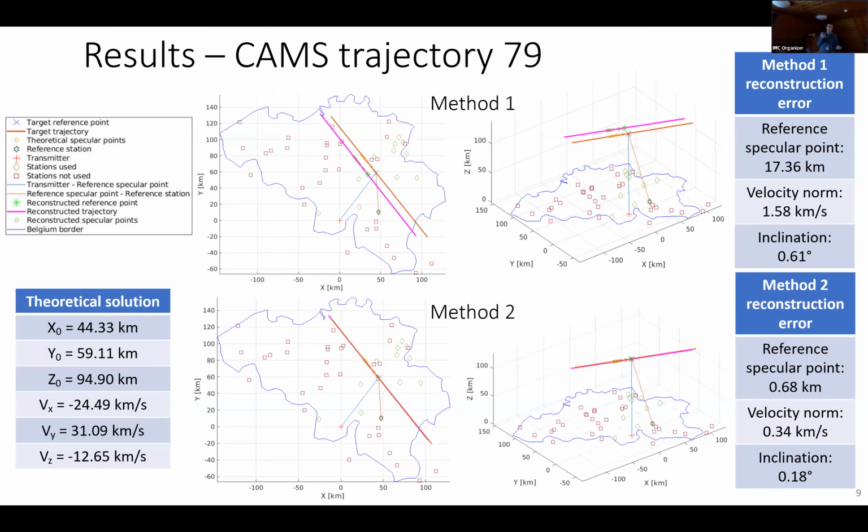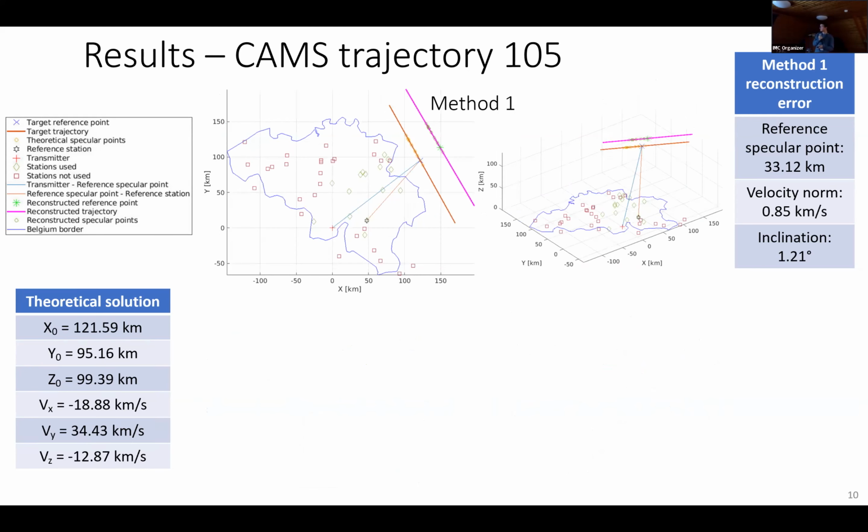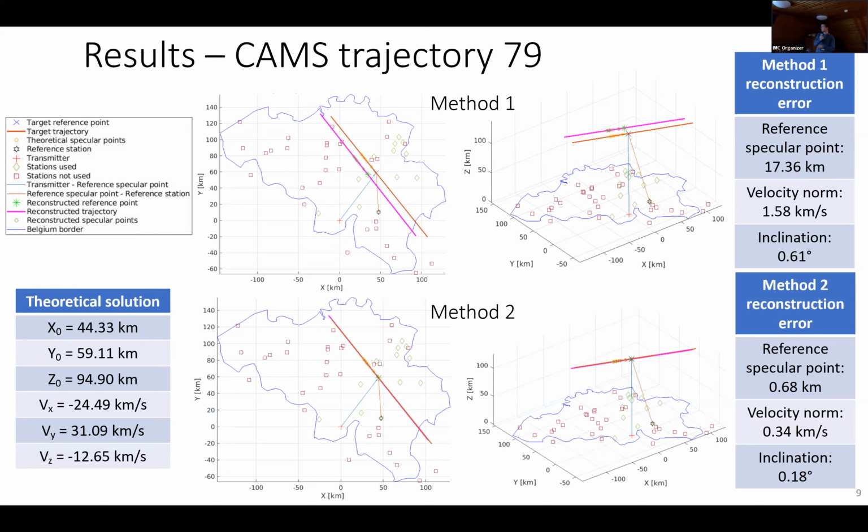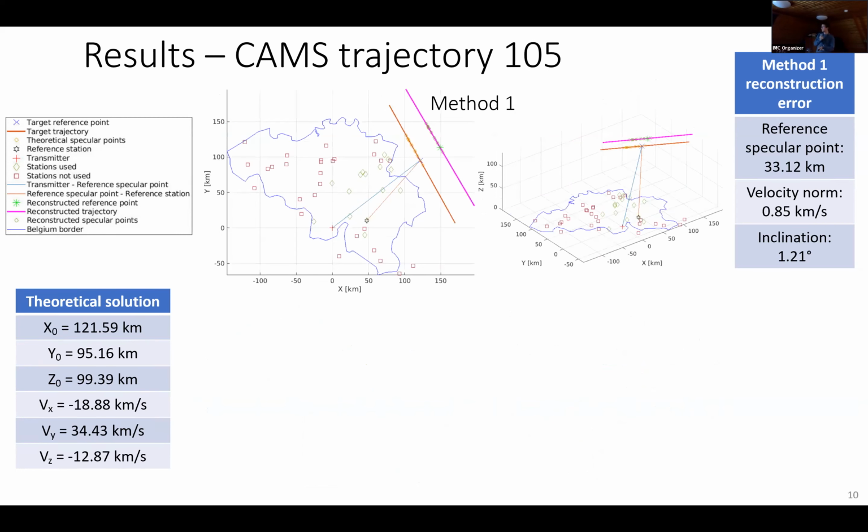With method 2, as expected, everything becomes much better thanks to the interferometer. Well, now we managed to have an almost perfect superposition. You see the errors are very small. So this is a typical example of a trajectory reconstruction. I show here next another example, because here we are above Belgium. Here we are just east of Belgium in Germany.